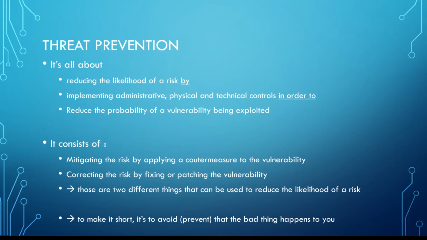So, threat prevention is all about reducing the likelihood of a risk by implementing administrative, physical, and technical controls in order to reduce the probability of a vulnerability being exploited. It consists of mitigating the risk by applying a countermeasure to the vulnerability, or by correcting the risk by fixing or patching the vulnerability. Those are two different things that you can use in order to reduce the likelihood of a risk. To make it short, it's to avoid or prevent that something is going to happen to you. It's not happening yet. We're going to prevent it from ever happening.